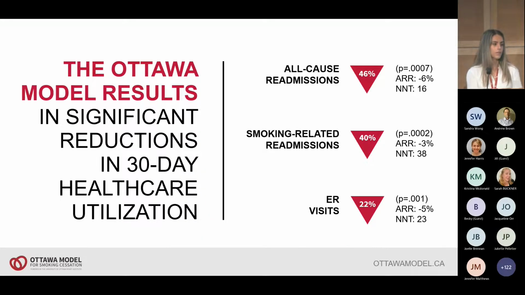We wanted to also look at the impact that the Ottawa model had on healthcare utilization. We hear a lot about utilization, reducing those bed days. So we wanted to look at the impact. And what we found, again, looking at our Champlain Region hospitals, we found that at 30 days, we saw a reduction of all-cause readmissions of 46%, a reduction of all smoking-related readmissions of 40%, and a reduction in ER visits of 22%. So 30 days is great, but what about long-term?